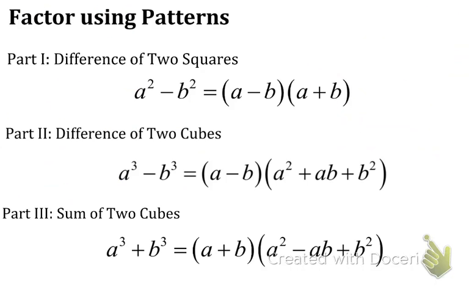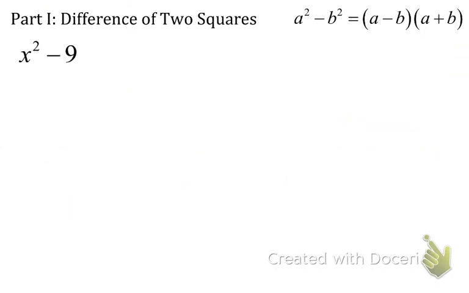Next, we're going to factor using some patterns. Go ahead and pause the video and write down all of these general formulas for factoring using patterns. Our first pattern we're going to investigate is the difference of two squares. In this first example, we have x squared minus 9.